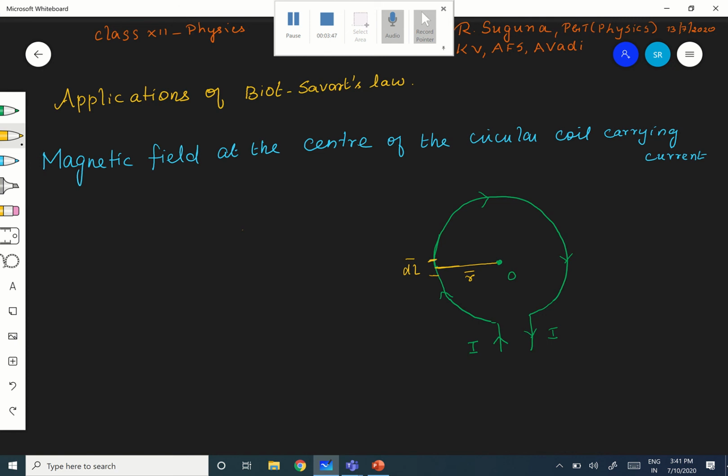And what should be the angle between them? The direction of I dL should be tangential to the coil. Therefore, what should be the angle between I dL and r? It is nothing but 90 degrees. Are you following? dL is an element and I dL is a current element, because I is a current. We saw this in the previous class while discussing Biot-Savart law. Now I am going to apply Biot-Savart law here.